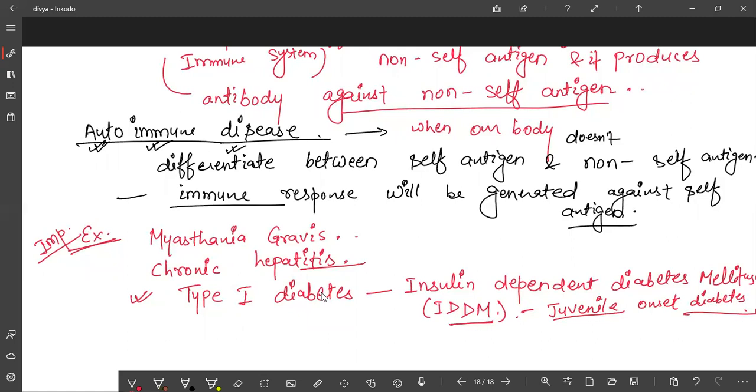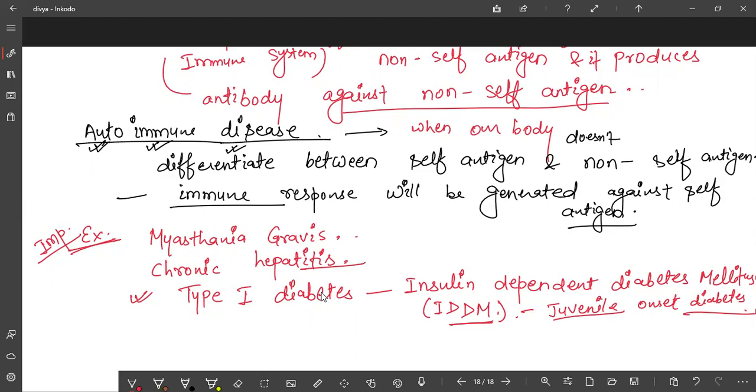So basically there are two types of diabetes. One is called juvenile onset diabetes, which is basically insulin dependent diabetes mellitus. In this case, insulin is not secreted from the pancreas. So when insulin is not secreted, what will happen? The glucose will not be taken up by the cells, and as a result glucose level will increase in blood. So this is type 1 diabetes, and it is also called insulin dependent. Why is it insulin dependent? Because insulin is not secreted. So this is insulin dependent diabetes mellitus.